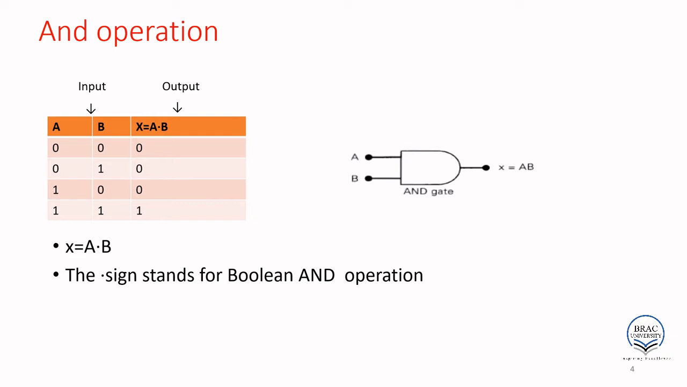So here you can see the output is 0 for all the combinations except when both of the inputs are high. If both of the inputs are high, then the output is high, otherwise the output is low. So this is the typical equation for the AND operation, and the dot sign stands for the Boolean AND operation.